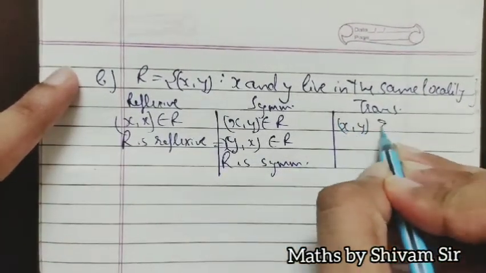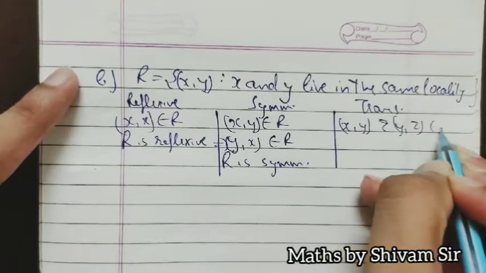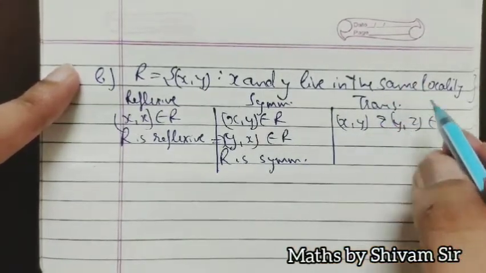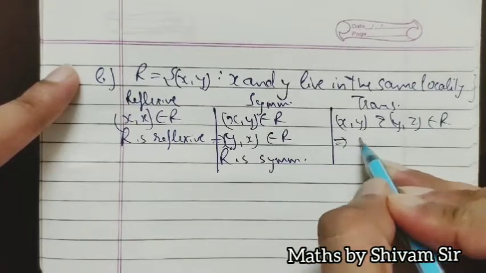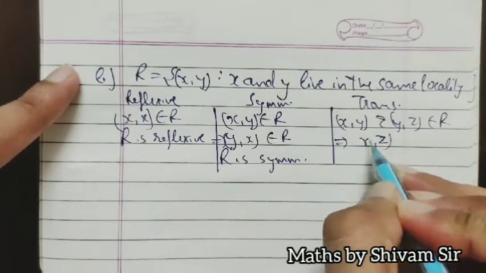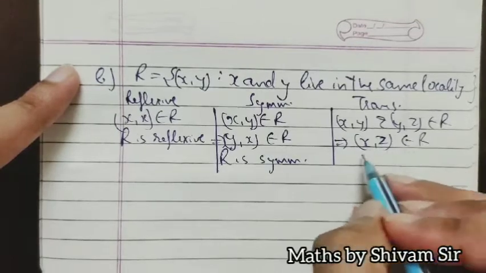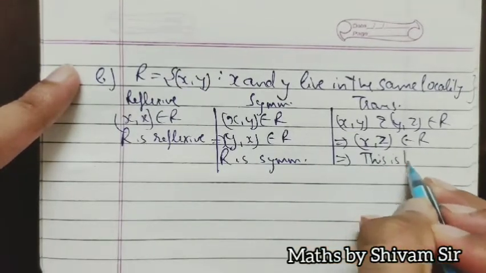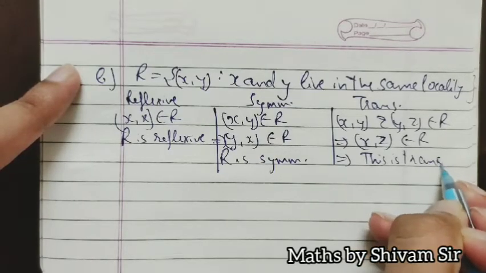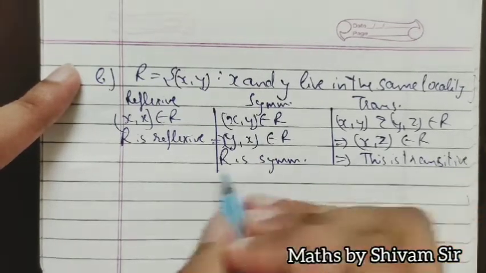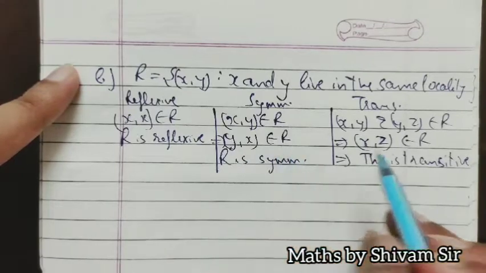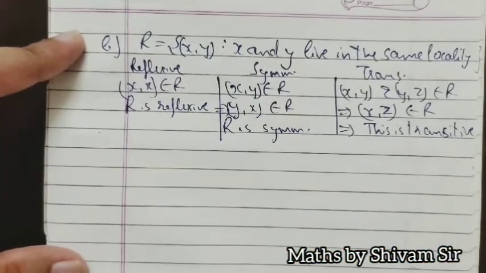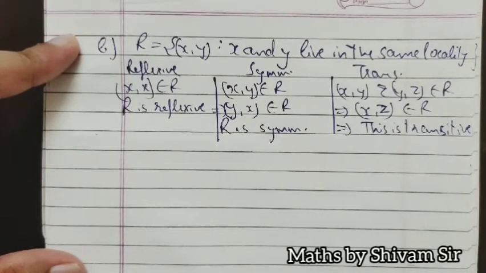Transitive: if (x,y) and (y,z) belong to R, there are three persons x, y, z. x and y live in the same place, y and z live in the same place, so definitely x and z will also live in the same place. (x,z) will also belong to R, so this implies it is transitive. Since all three of them, reflexive, symmetric and transitive, hold, this is an equivalence relation also.